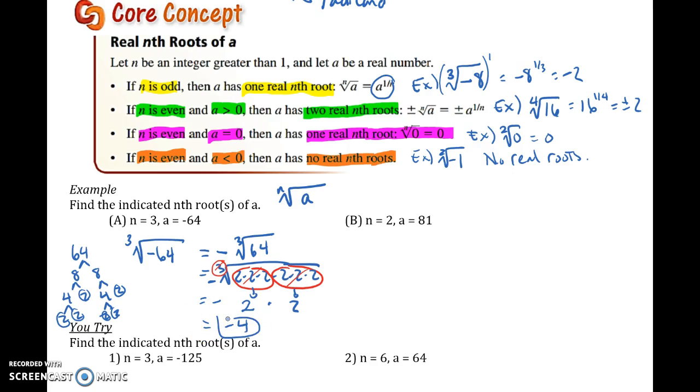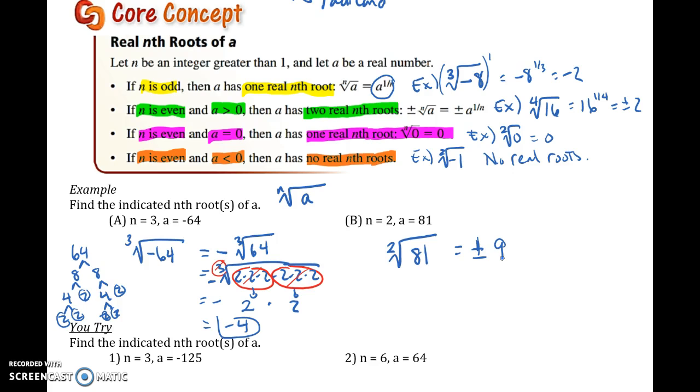All right. Same thing here for B. So I'm going to set up my problem. I'm looking at the index is 2 and 81. It is even, and a is greater than 0. So I know there's a plus or minus. There's 2 answers. And here, hopefully you remember, an index of 2 is basically the square root. So the square root of 81 is just plus or minus 9.